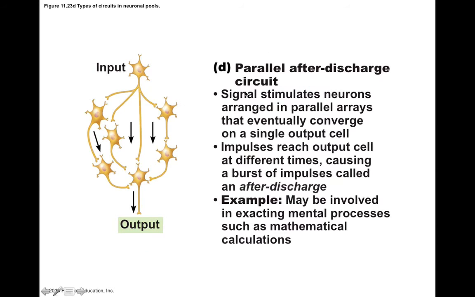The parallel after discharge circuit is where a signal stimulates neurons that are arranged in parallel arrays, and they eventually converge on a single output. This is basically where an impulse reaches an output cell at different times and then causes a burst of impulses called an after discharge.